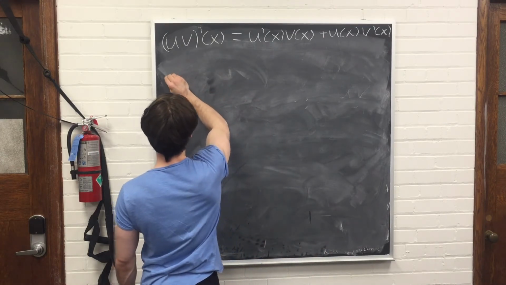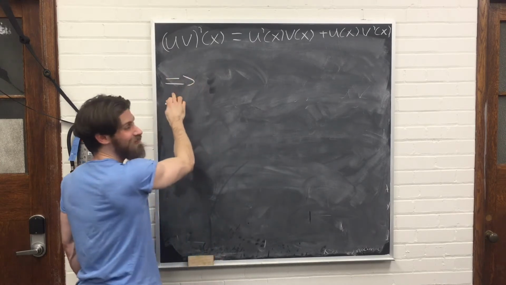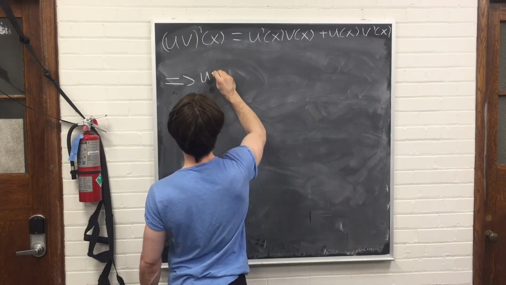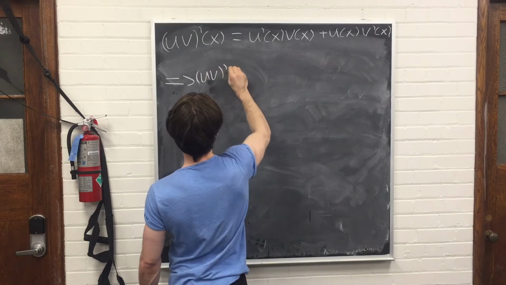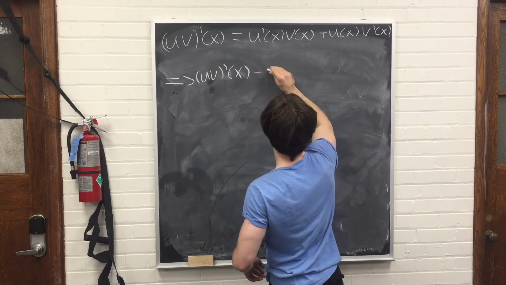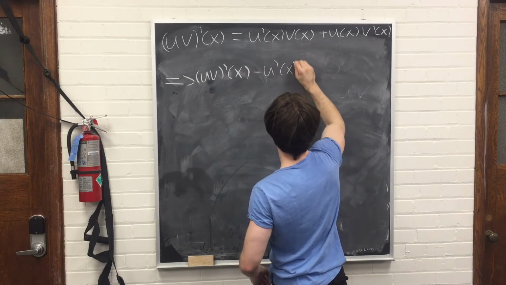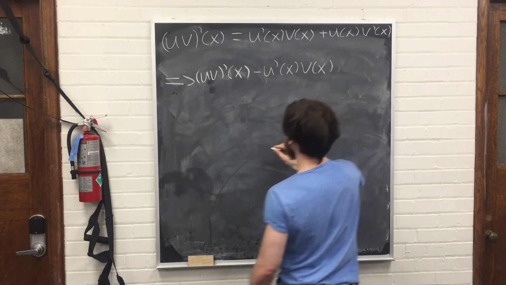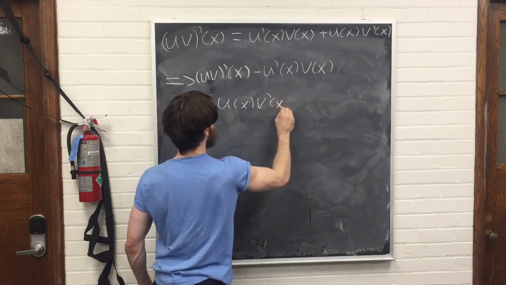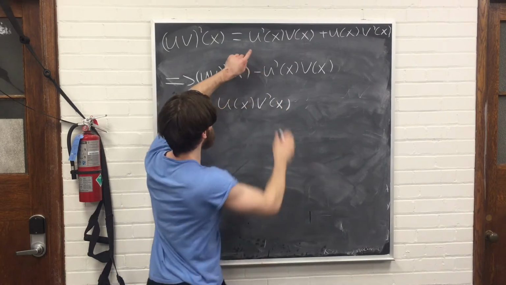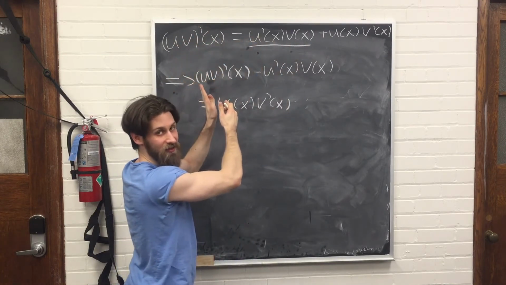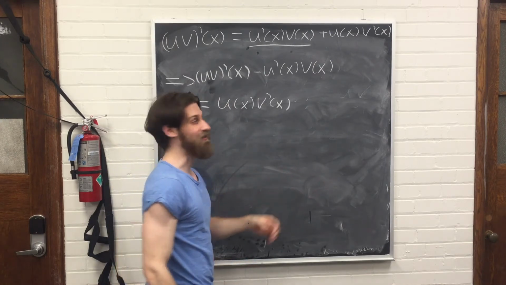So this implies, so this is the implication symbol, that u v prime minus u prime v is equal to u v prime. Okay, so all I did was I subtracted this term from both sides. So I basically moved this over to the left-hand side. But you should think of it as subtracting.